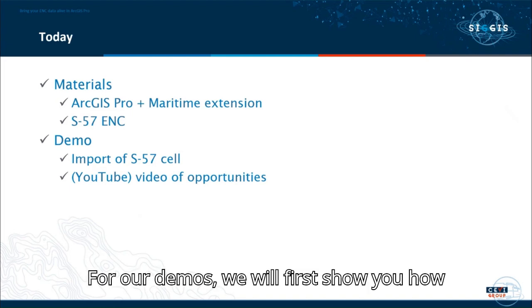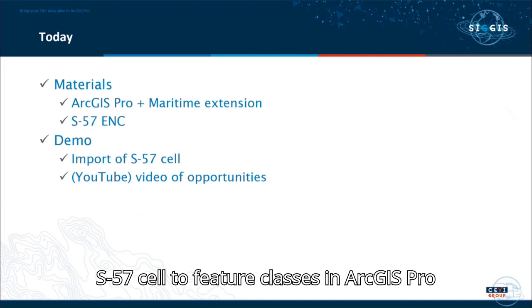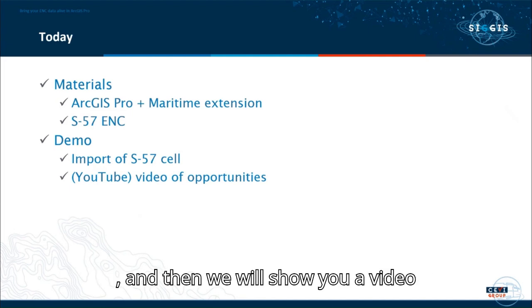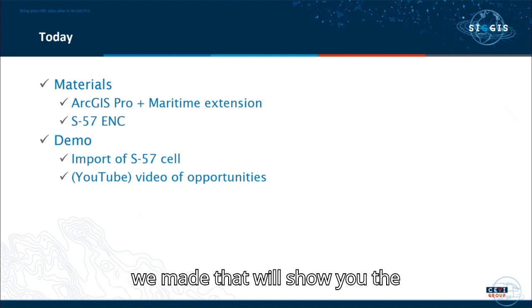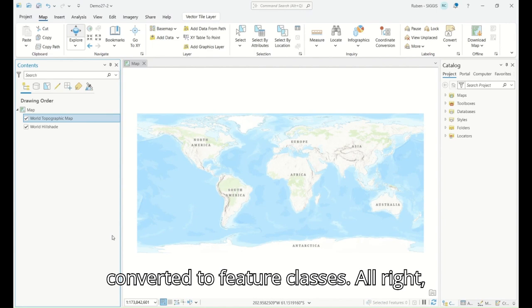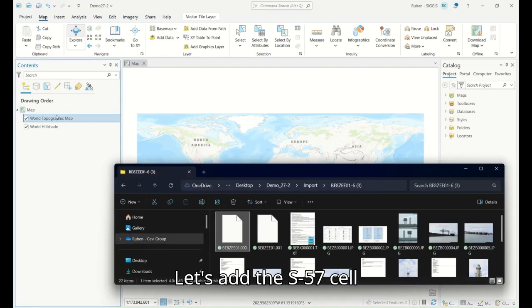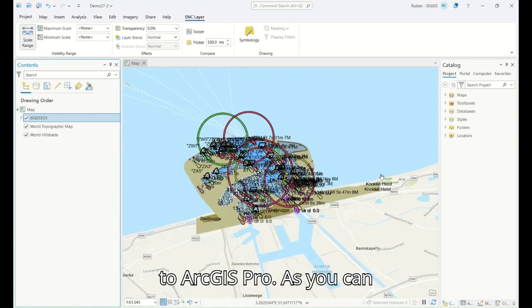For our demos, we will first show you how we import and convert the data of our S57 cell to feature classes in ArcGIS Pro, and then we will show you a video we made that will show you the opportunities we open by having our data converted to feature classes. Alright, we have a brand new ArcGIS Pro project. Let's add the S57 cell to ArcGIS Pro.